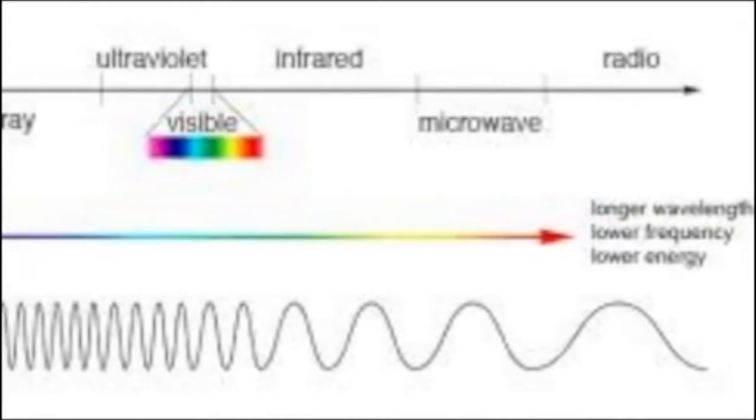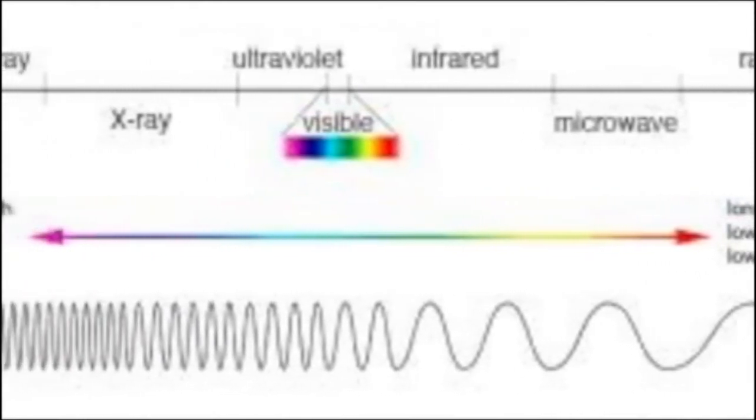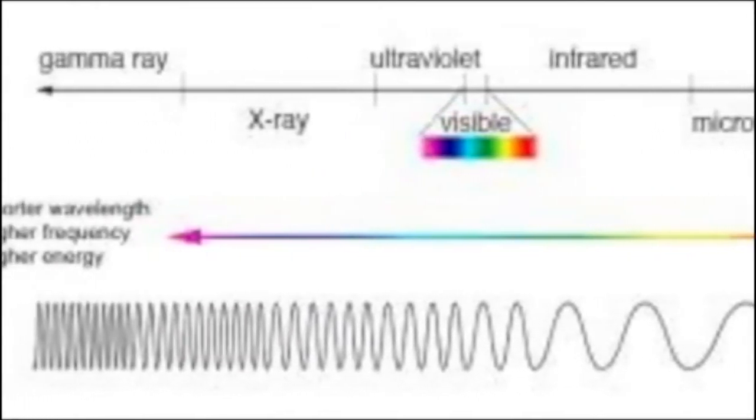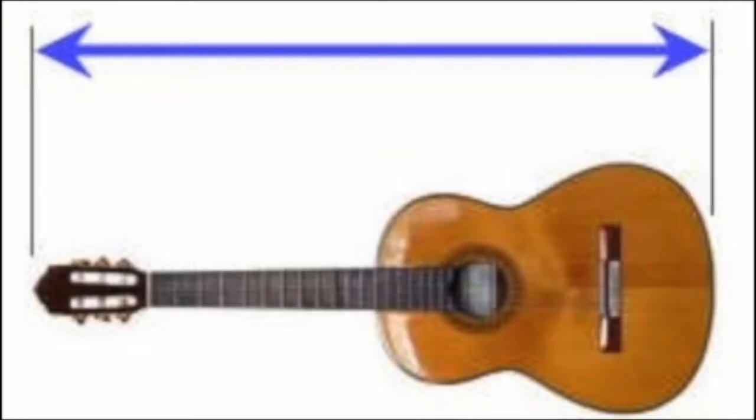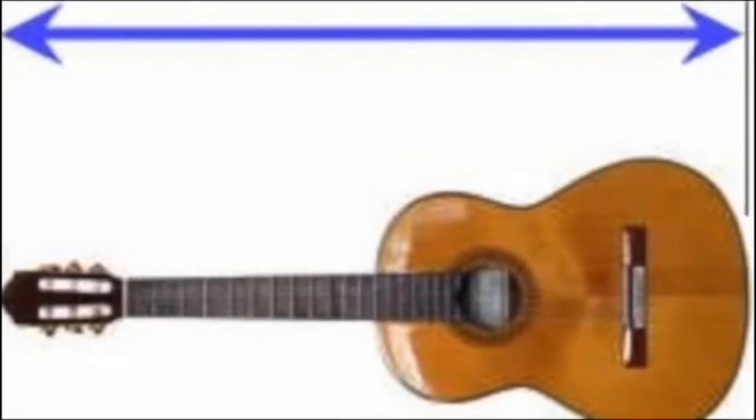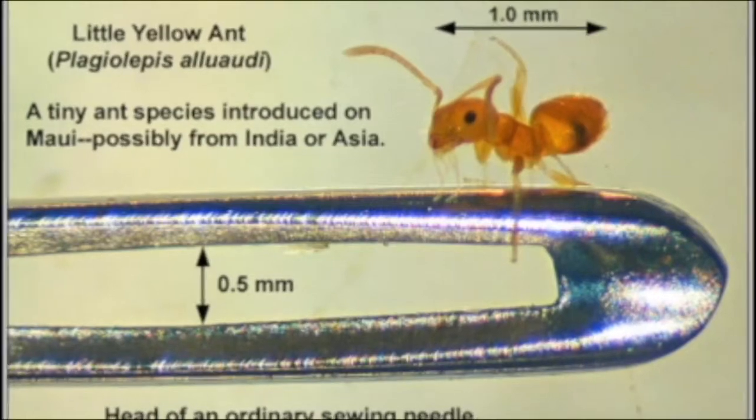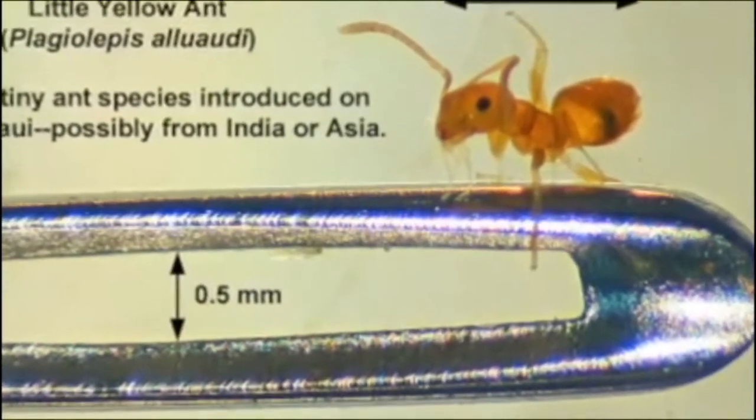As a wave, microwaves usually range from about 1 millimeter to 1 meter. For comparison, 1 meter is about the length of an acoustic guitar, while 1 millimeter is about the size of the world's smallest ant, the yellow ant.